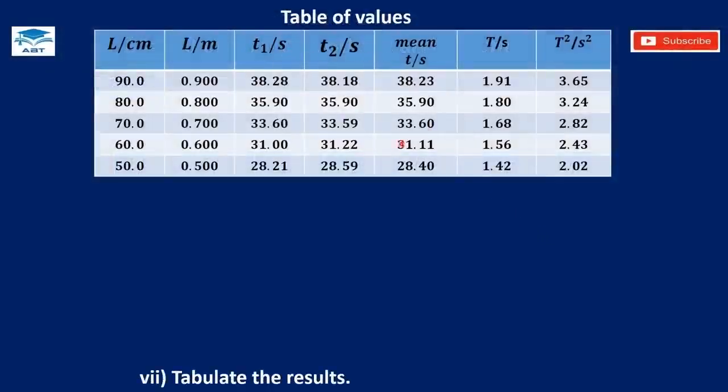So this is the table of values, and the numbers under each column should be in the same number of decimal places. For instance, the length in centimeters, the values are in 1 decimal place. The values in this column too are in 3 decimal places, and all of them are in 3 decimal places. And the values here are in 2 decimal places. The values here 2 decimal places, 2 decimal places.